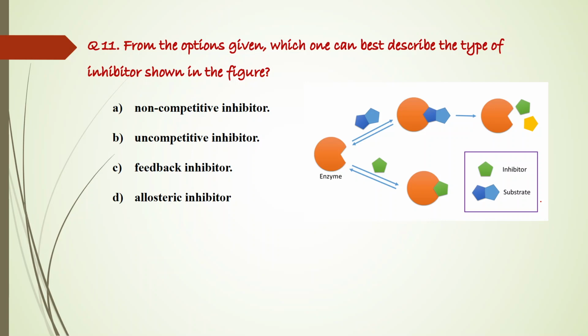Observe the diagram carefully and write down your answer in the chat box: what kind of inhibitor is the green one? The green one is your inhibitor and the blue one is your substrate, which is already shown in the diagram. There are 4 options: non-competitive, uncompetitive, feedback and allosteric. If you have understood the types of different inhibitors, you would be able to answer this question. Please write it down.